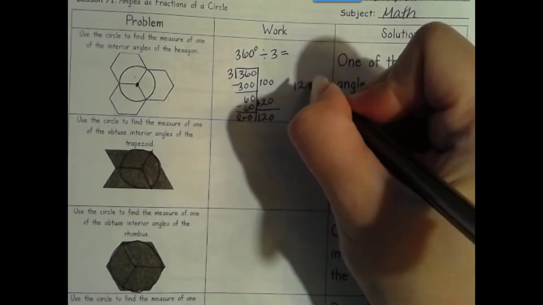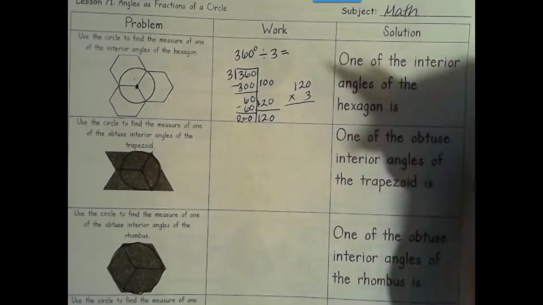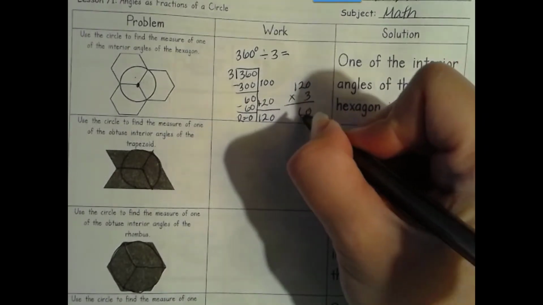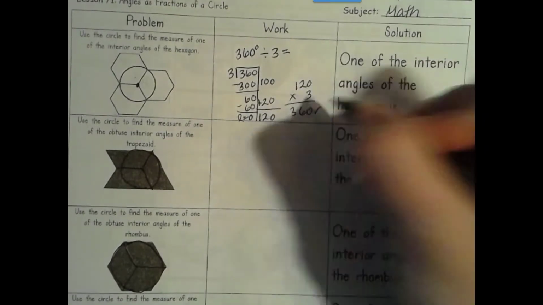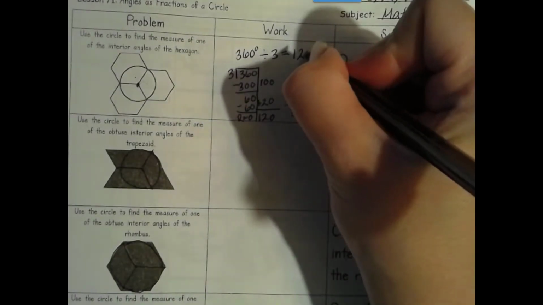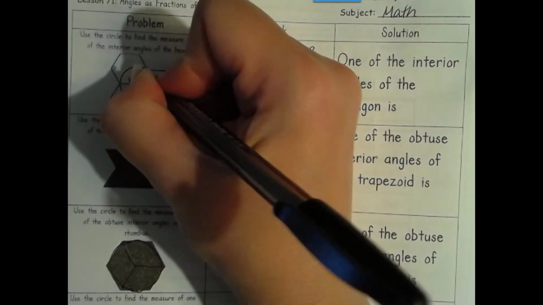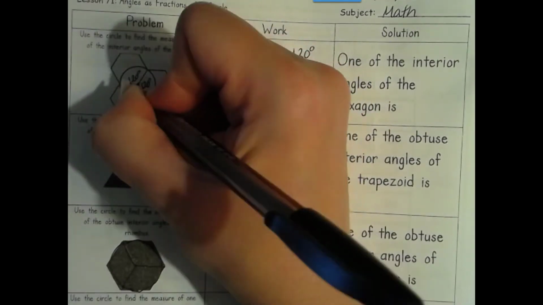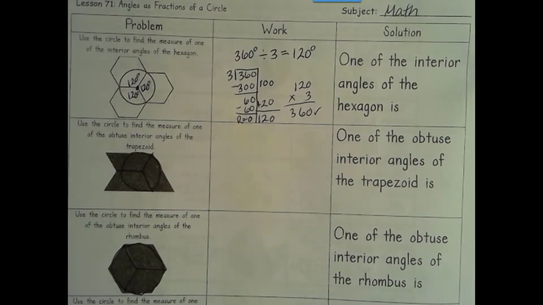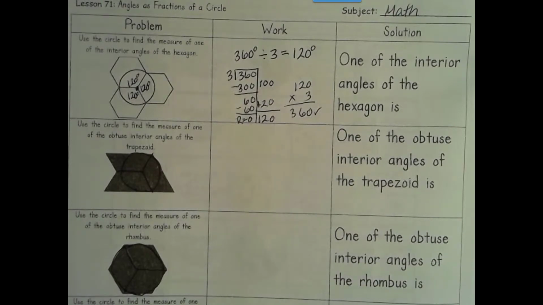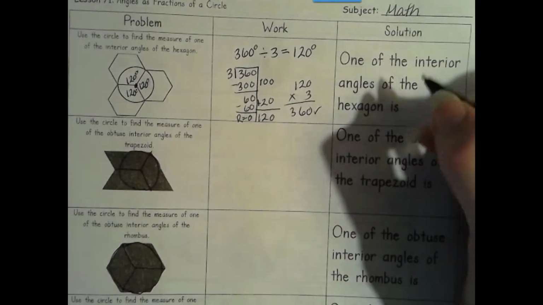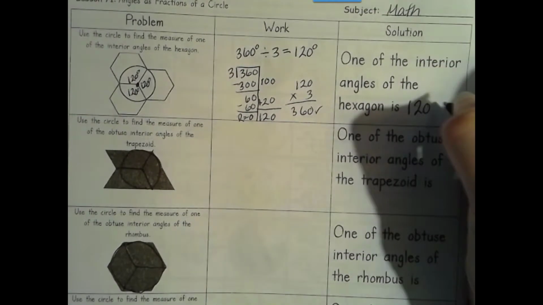If we check, divisor times quotient plus remainder, but our remainder is 0. 3 groups of 0 is 0. 3 groups of 2 tens is 6 tens. 3 groups of 100 is 300. So each one of these is 120 degrees. 120, 120, 120. So that's how we can figure out angles in another shape, is by comparing it to a circle. So one of the interior angles of a hexagon is 120 degrees.